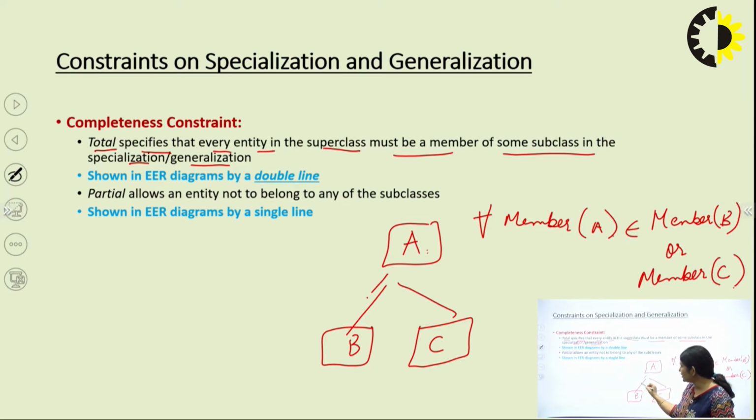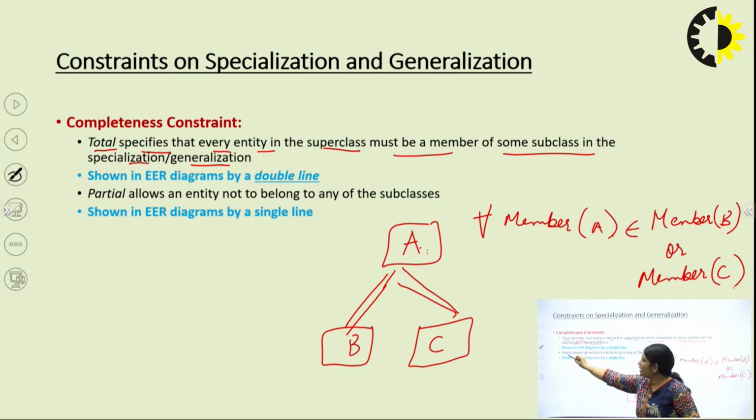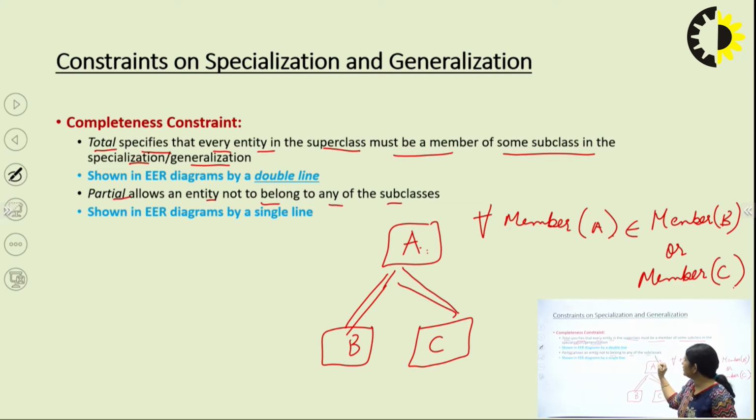So it is shown using a double line. So here we have the double line. Going from A to its subclasses, we know that every member of A would be a member of some of its subclasses, B or C. Partial allows an entity not to belong to any of the subclasses. That is, the reverse of completeness is partial. That is, there may be certain employee members which may not belong to either B or C. So it is shown using a single line.